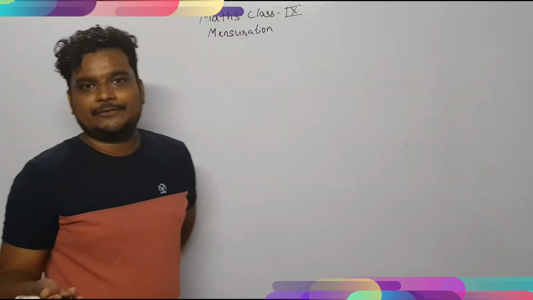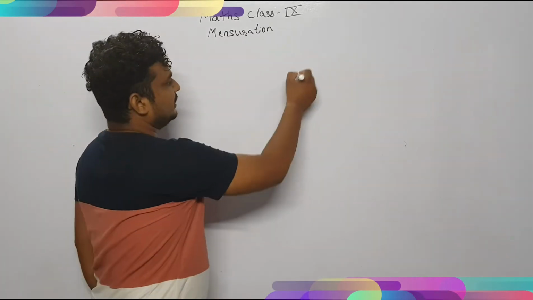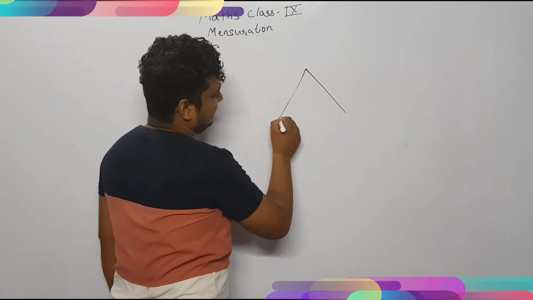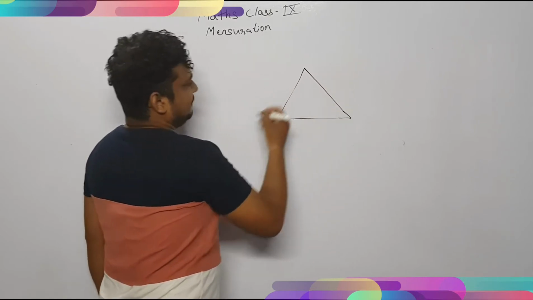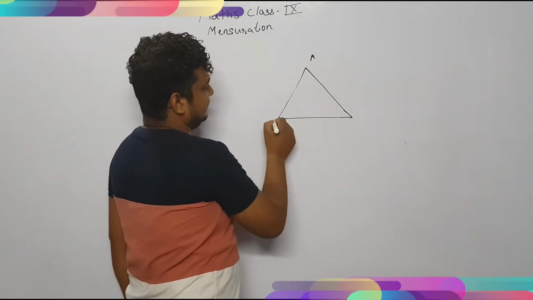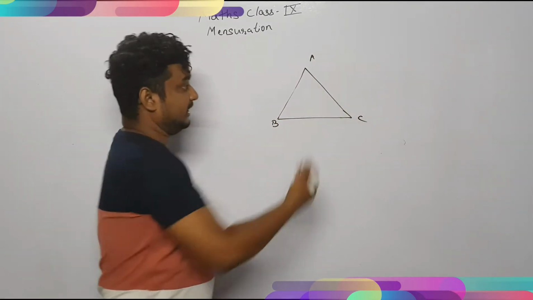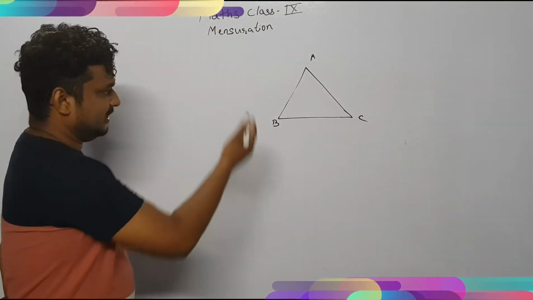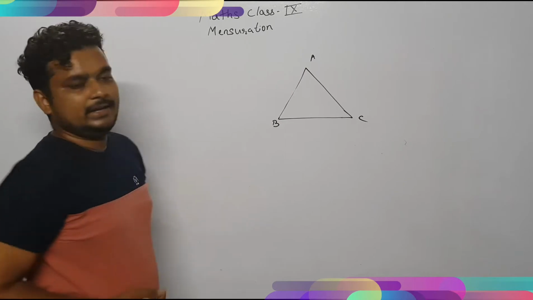In a triangle, we all know what a triangle is. A triangle is a figure bounded by three sides. Any type of figure which is bounded by three sides is called a triangle. Let it be A, B, C, or any name, whatever the dimension. So we can say that this is the triangle ABC.